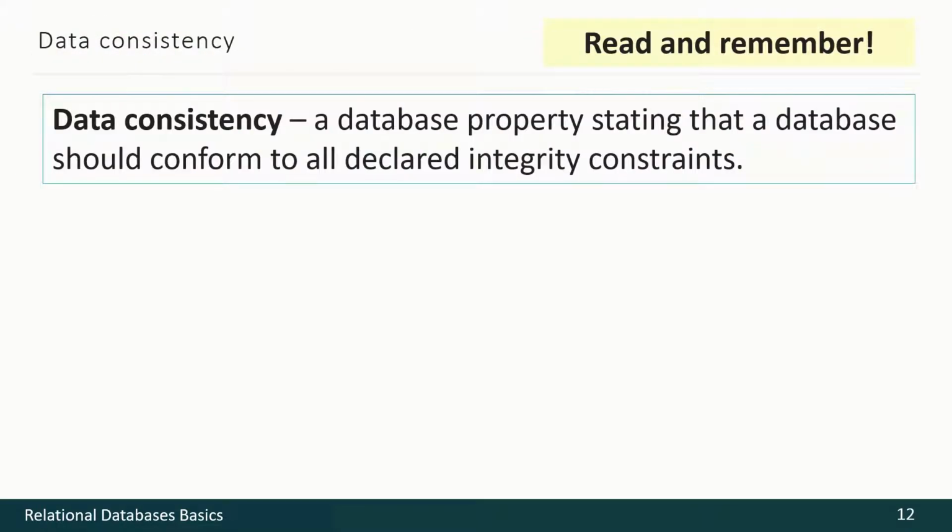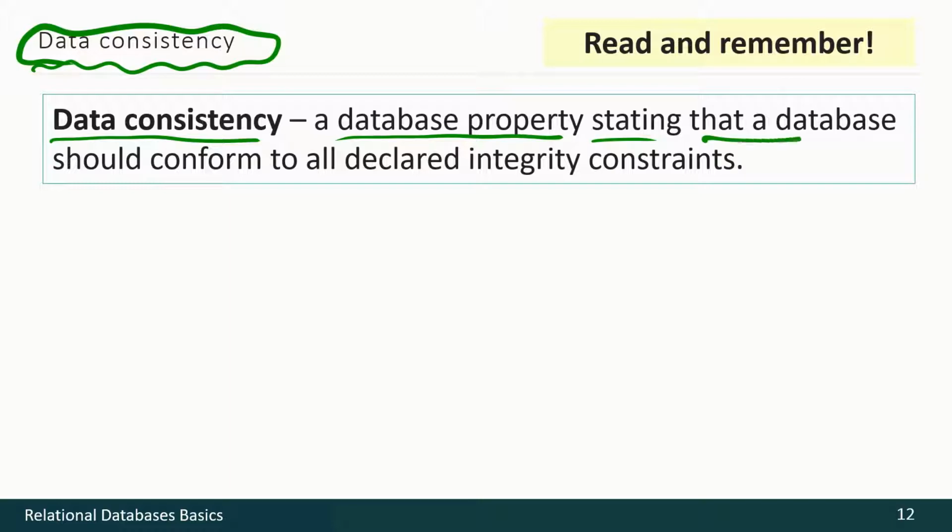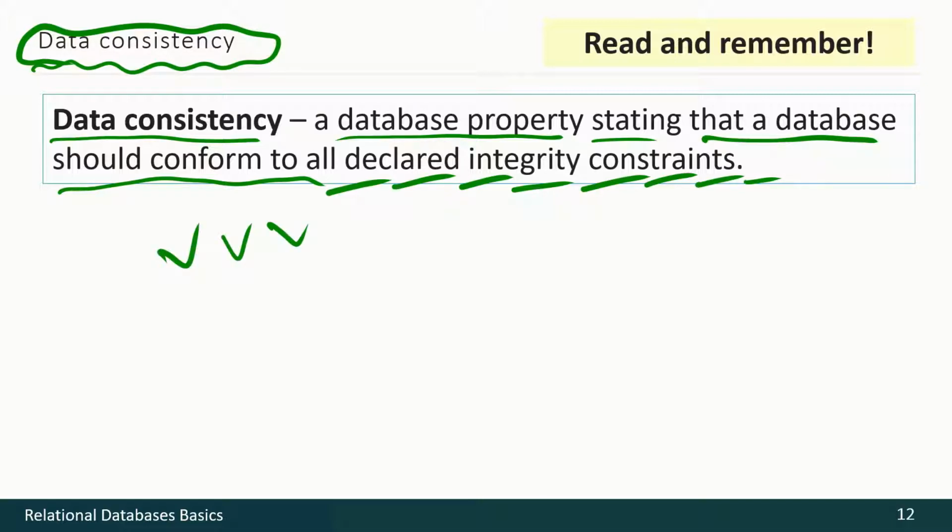Cascade operations and referential integrity are just parts of the huge concept of data consistency. So data consistency is a database property stating that a database should conform to all declared integrity constraints, such as relationship, data types, unique constraints, and so on. There may be a lot, hundreds of those constraints, but we shall review a little but very representative example.